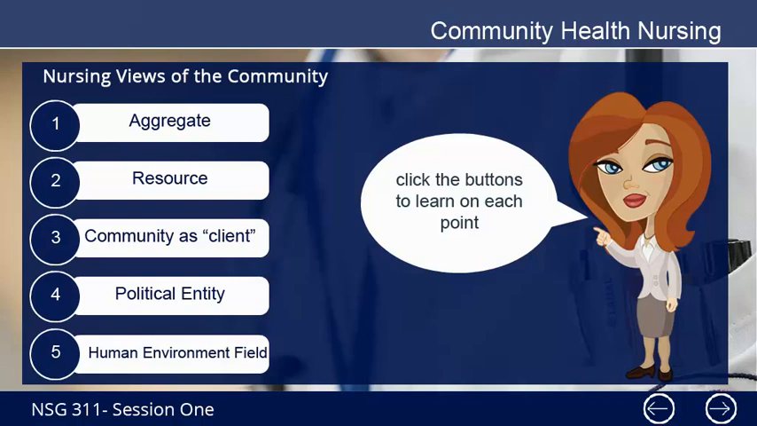5. Human environment field. A community is more than just a place. It is about people's relationships, about how we are as a people, how you are a person. It is about the how of everyday life.